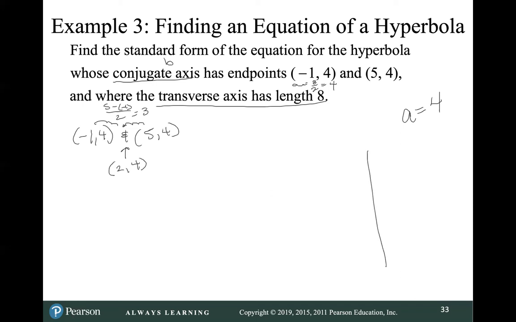Okay, so I'm going to sketch a picture. I've got -1, 4, and 1, 2, 3, 4, 5, 4. And then I've got my center. Those were the conjugate axis endpoints, so those are just going to be part of my box. Transverse axis has a length of 8, so that's 1, 2, 3, 4. 1, 2, 3, 4. Those are my vertices.